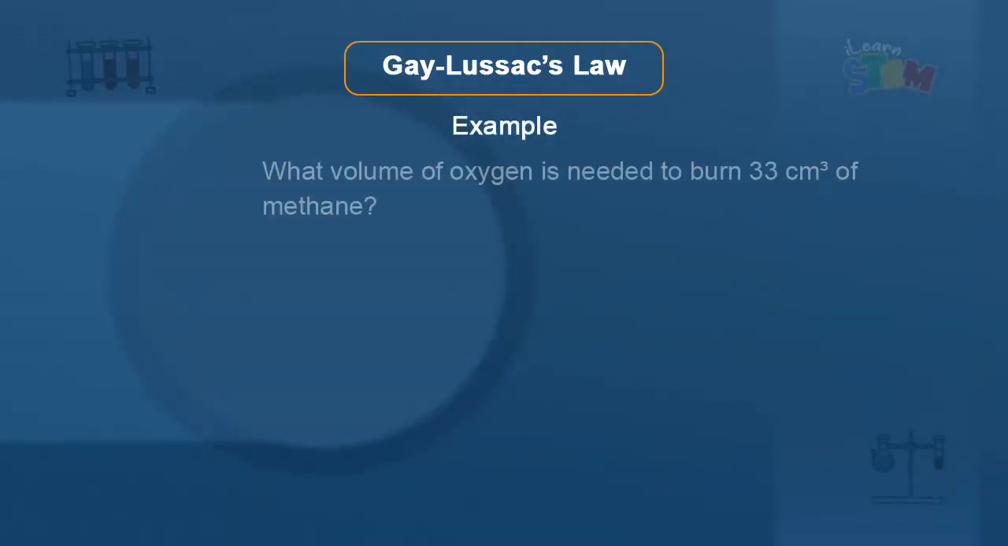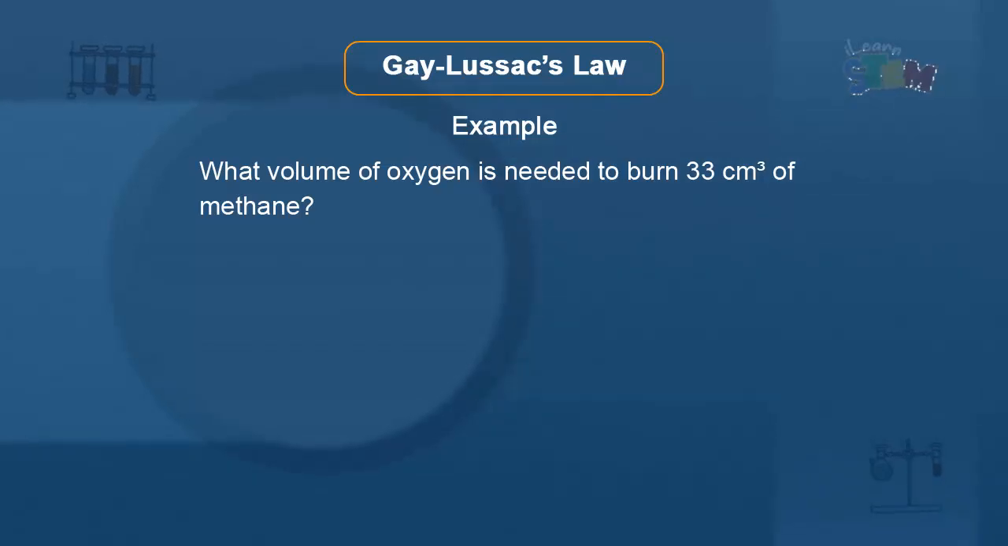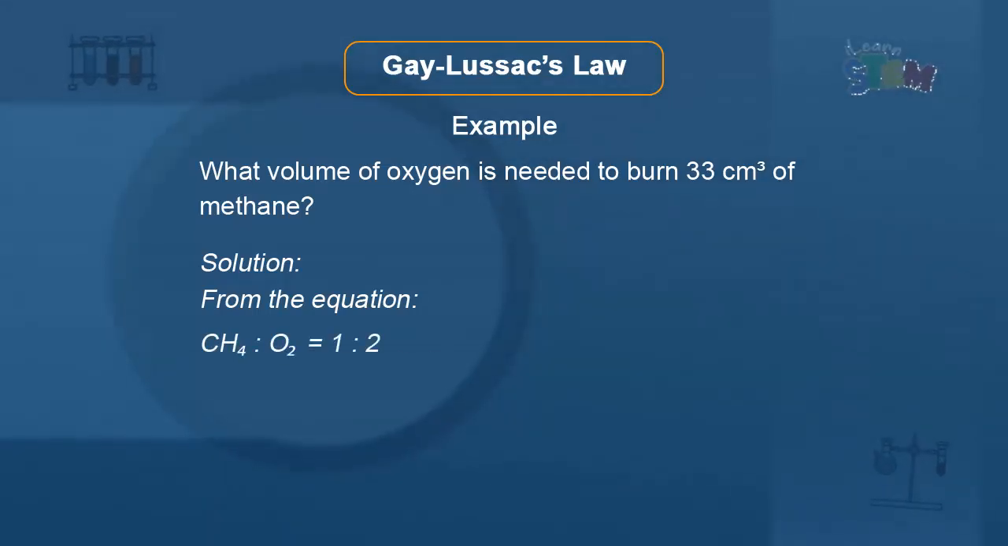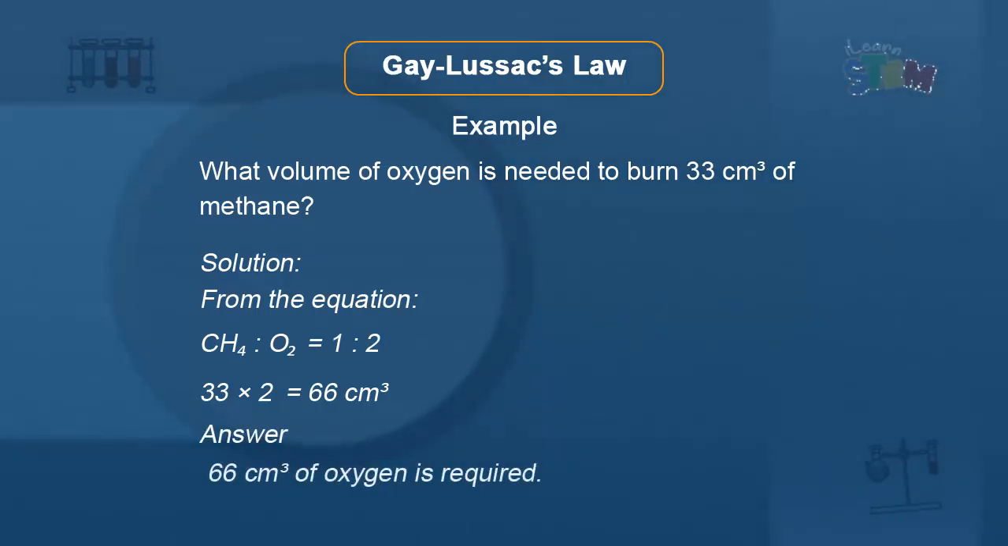Now, let's solve a quick question. What volume of oxygen is needed to burn 33 cubic centimeters of methane? From the equation, the ratio of methane to oxygen is 1:2. This means that for every 1 volume of methane, 2 volumes of oxygen are required. So, we multiply 33 by 2. This gives us 66 cubic centimeters. Therefore, 66 cubic centimeters of oxygen is required.